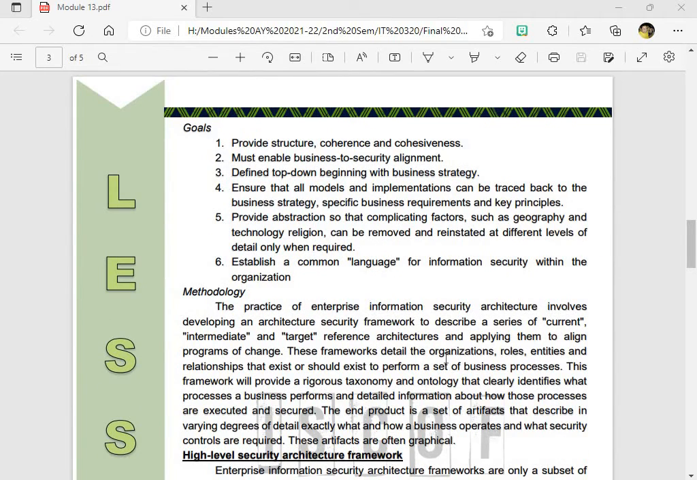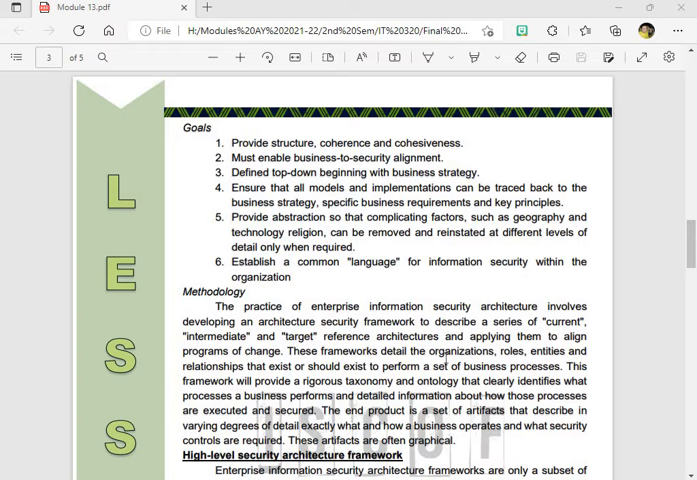For the goal, you have 6 goals that you must provide for this kind of system or technology. So the first one is to provide structure, coherence, and cohesiveness. So what happens when there is structure, coherence, and cohesiveness? Your operation will go on smoothly.